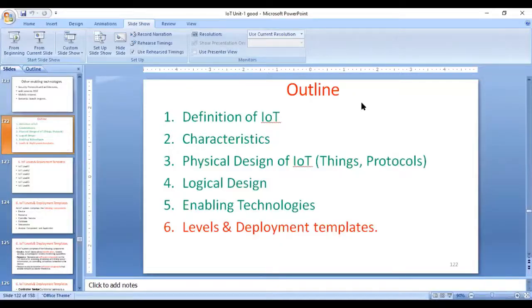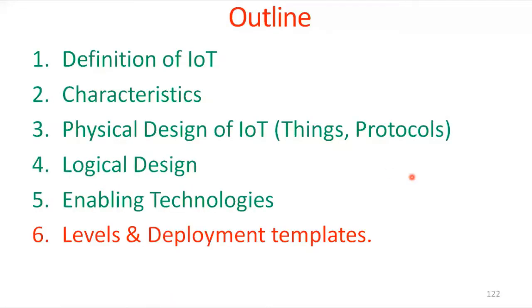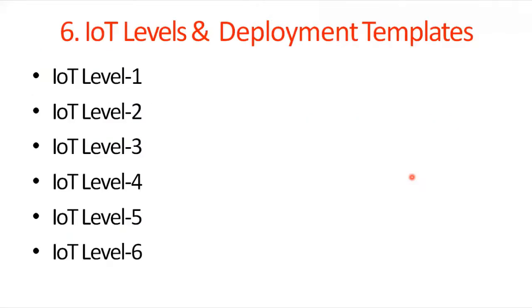In video number 8, we discussed the different levels and deployment templates of IoT. If you need, I can explain it clearly now also. Here these are all different levels and deployment templates. That means based on the levels, you have 6 different levels.